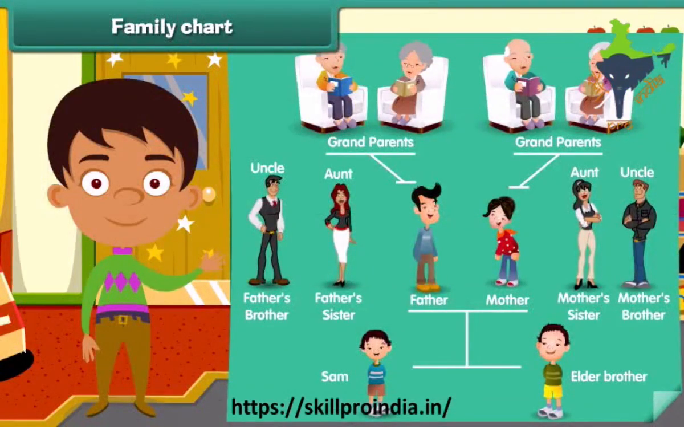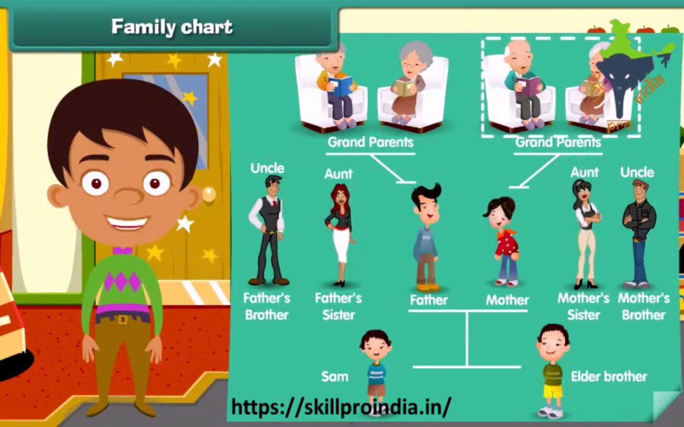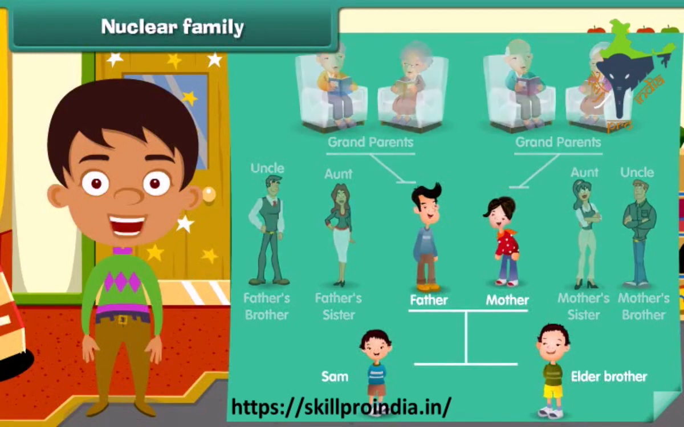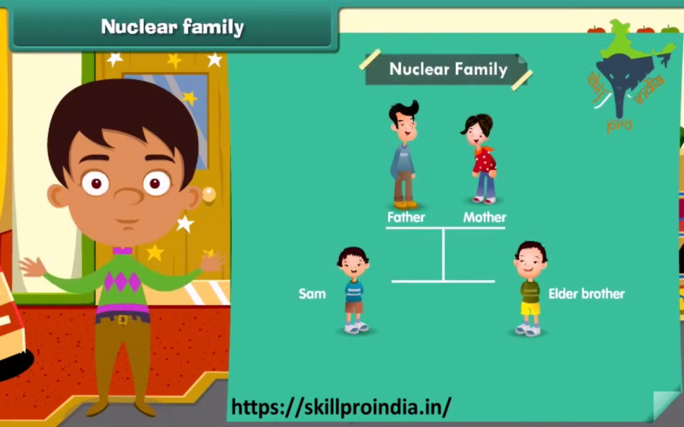Dear friends, let's look at Sam's family. She is Sam's mother and he is Sam's father. Look, he is Sam's elder brother. Hey, look here. They are his paternal grandparents. Now see, they are Sam's uncle and aunt. And they are his maternal grandparents. Sam lives with his mother, father, and elder brother. You know, this is an example of a nuclear family.